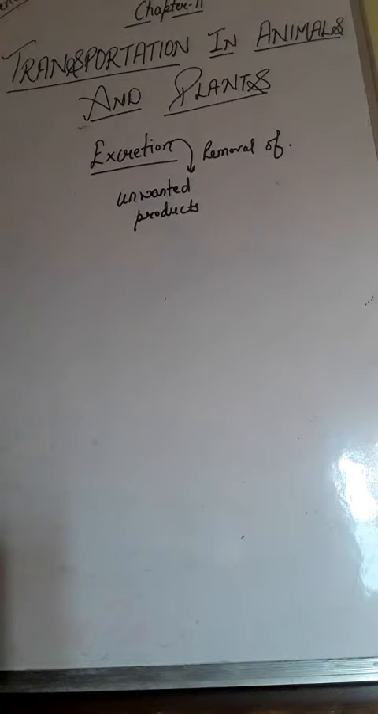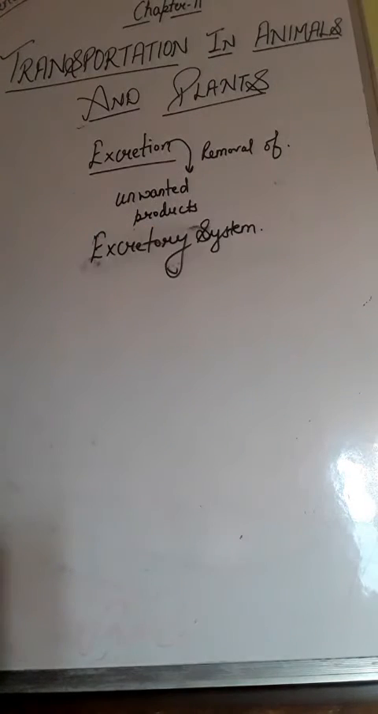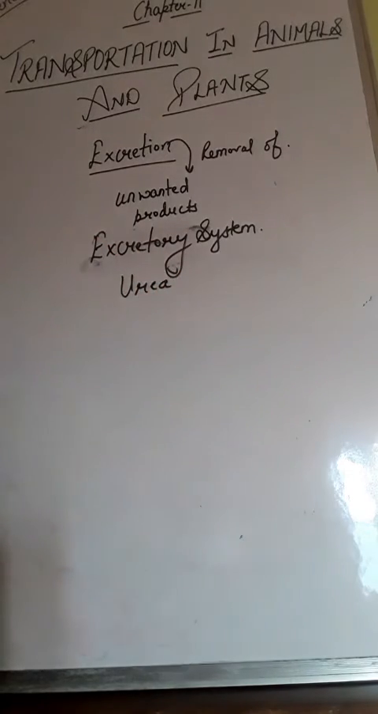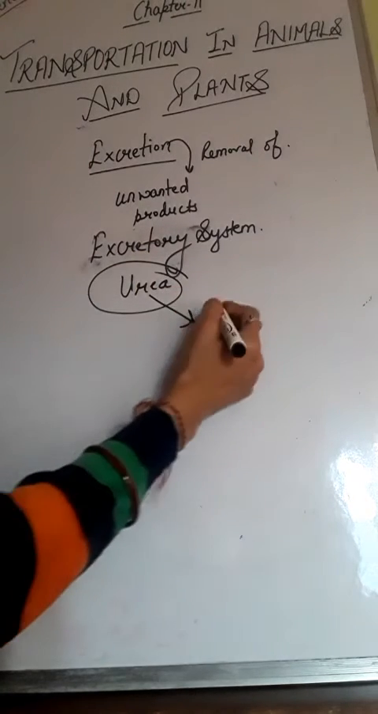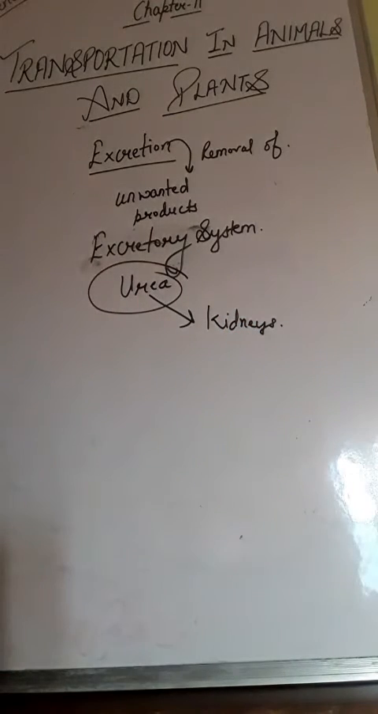So let's understand our excretory system. Urea is the major waste product released in our body, and it is produced as a waste product of the decomposition of unused food proteins in the liver. And urea is a poisonous substance which must be removed from our body, right? So urea is removed from the blood by the kidneys, right, with the help of kidneys.